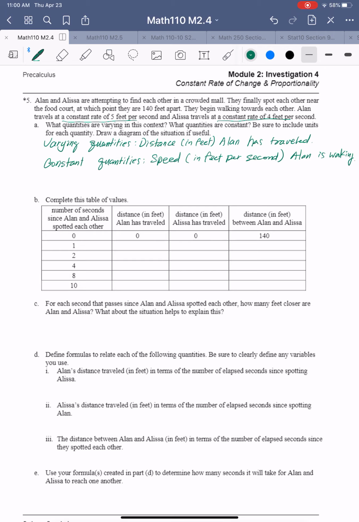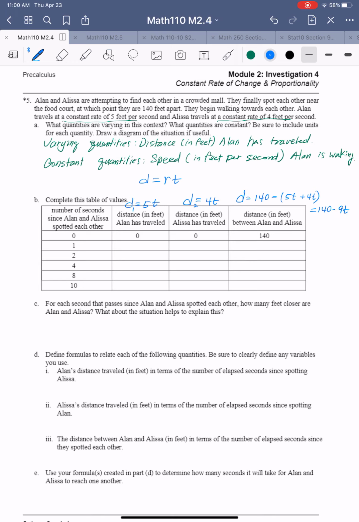So in order to find the distance, it is always equal to RT. So the distance Ellen walks, the rate for Ellen is 5, so 5t. And then for Lisa it's going to be 4t. And then we are also looking for the distance between Ellen and Lisa, which means the distance is going to be 140, and then whatever distance Ellen walks and Lisa walks, we have to subtract. So it becomes 140 minus 90.